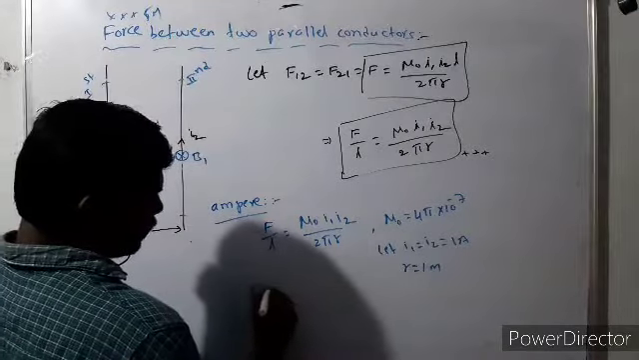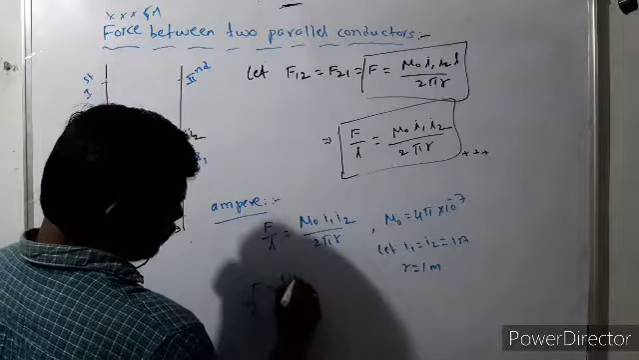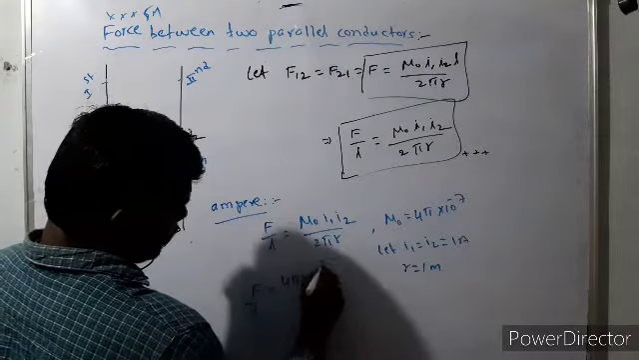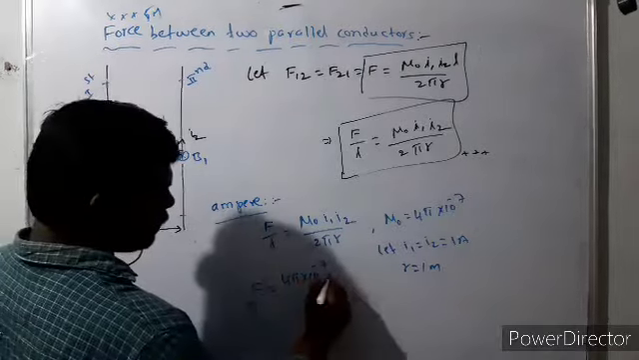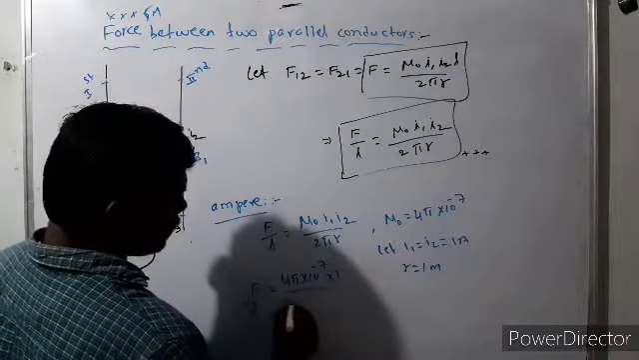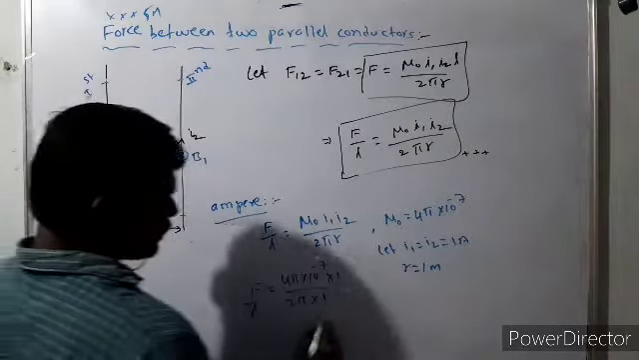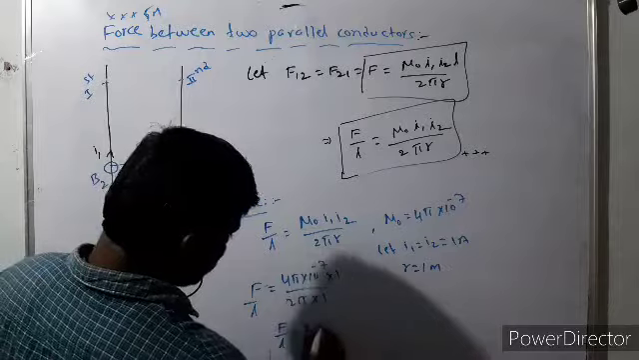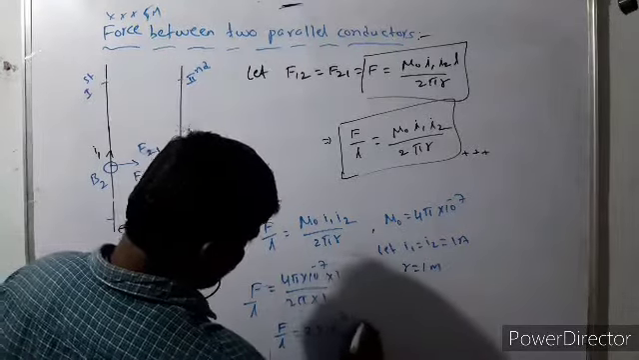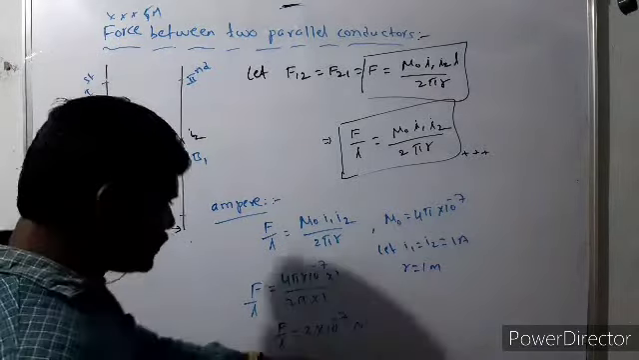Now, from this we can write F by L is equal to mu naught value 4 pi into 10 power minus 7, I1 I2 is 1 into 1, divided by 2 pi r with r value 1 meter. If we do this, we get the force per unit length on each conductor as 2 into 10 power minus 7 newtons. This is the force per unit length on each conductor.